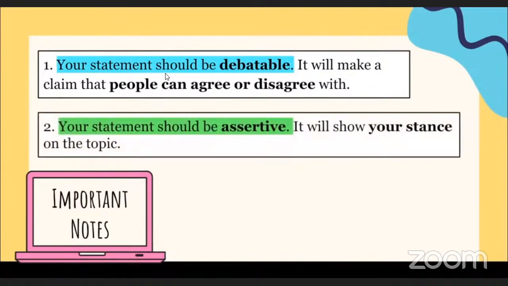Number 2, it should be assertive. It will show your stance on the topic. You're not like, maybe we should use bottled water over tap water because I think it might be a good idea. No, you say tap water is better than bottled water. It's assertive. So we have no question about what your stance is.